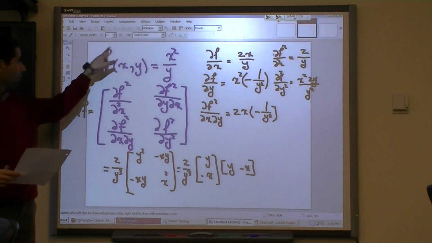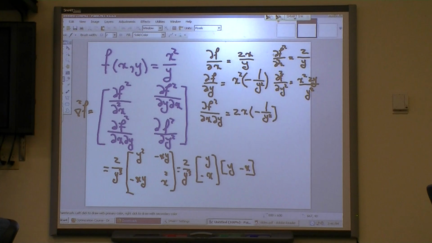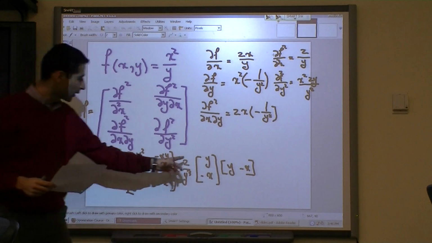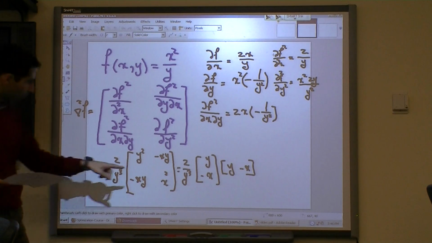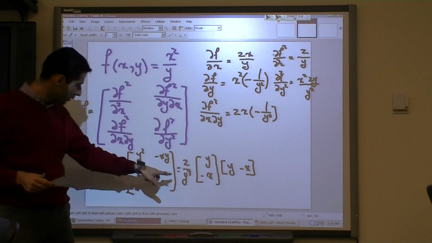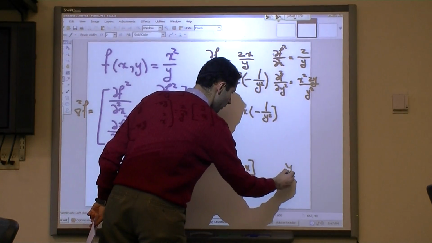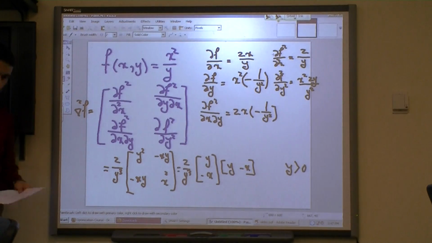If you want this function to be convex, this Hessian is supposed to be positive semi-definite, and we know this term is a quadratic term and it's always positive, but for having the whole thing positive, y is supposed to be bigger than 0. If y is bigger than 0, this function is convex.